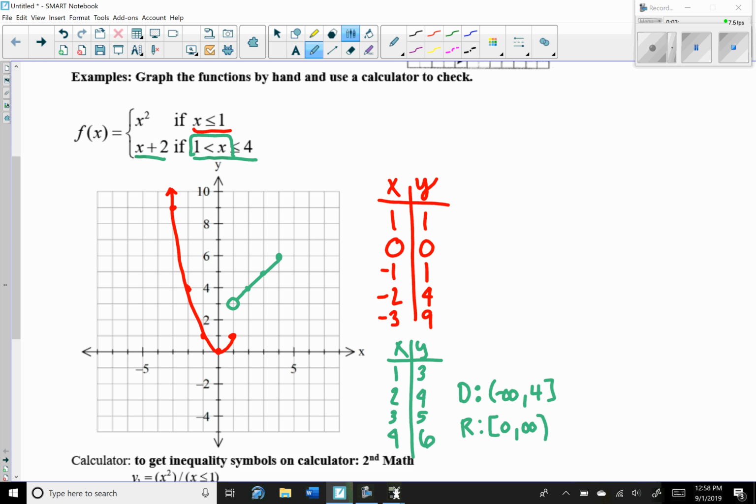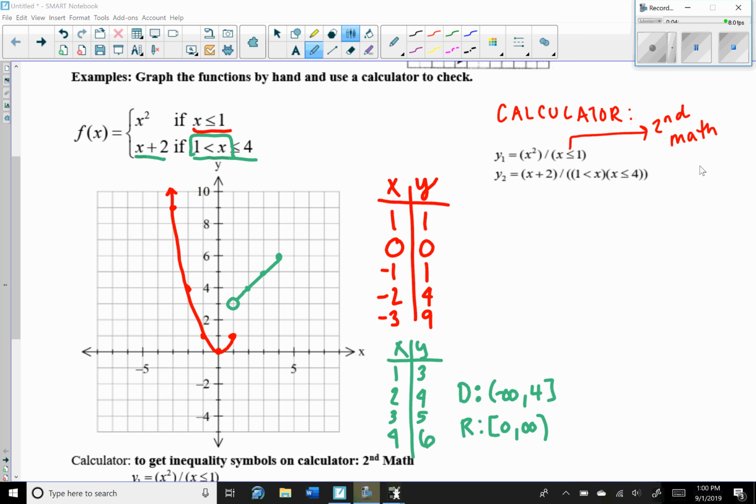All right, so let's go ahead and look at this and check it using our graphing calculator. In our graphing calculator, when we plug this in, I'm going to show you two different ways. The first way is plugging the equations in separately in y1 and y2. And then notice that when we plug them in, our domain restrictions, to get the inequality symbols, you can hit second math, which I'll show you.